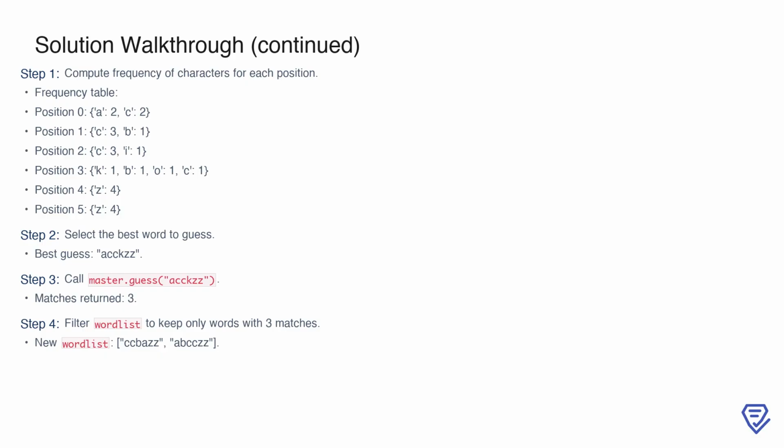We call master.guess with axe, and this time, it returns 3 matches. This result indicates that 3 characters in axe are in the same positions as in the secret word. Using this information, we filter the word list to keep only those words that also have exactly 3 matches with axe. The new word list now contains kbaz and abks.